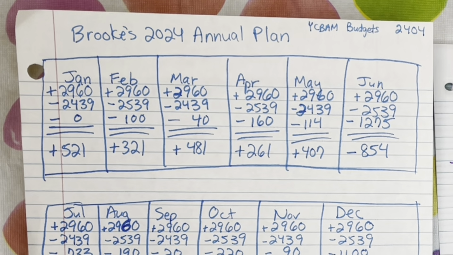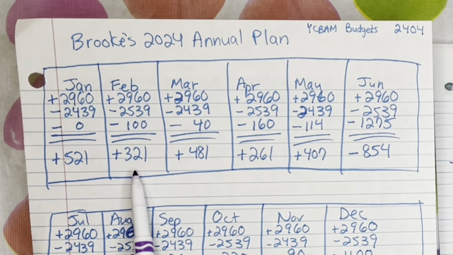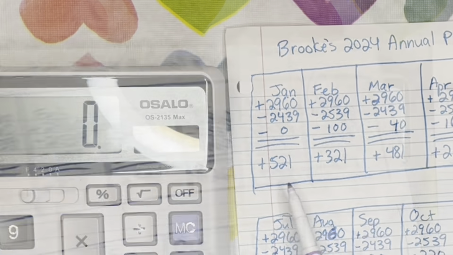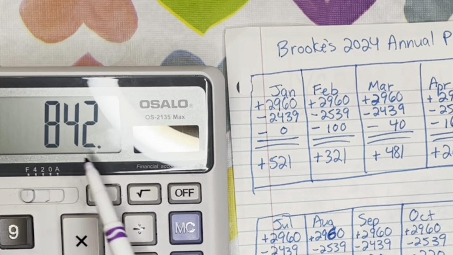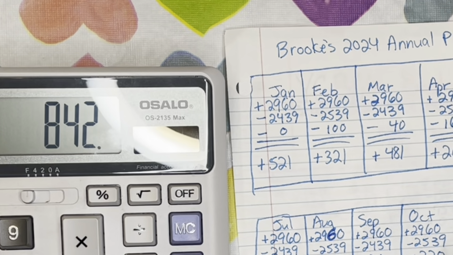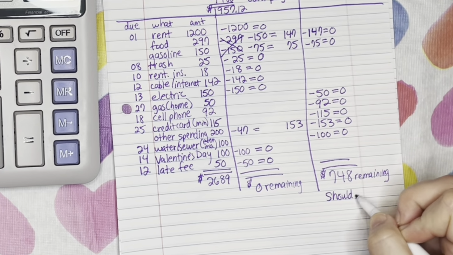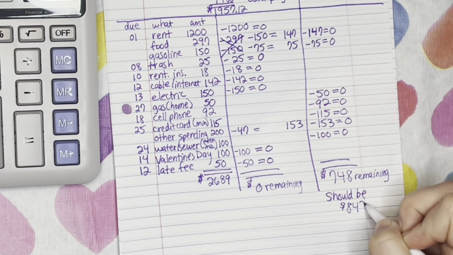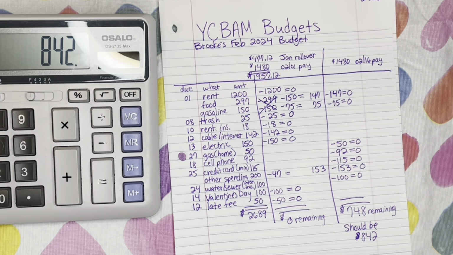And if we look back to her annual plan, in January there should have been a carryover of 521, and in February a carryover of 321. So if we add 521 plus 321, it should be a total of 842 at the end of February that she should have. Should be 842. But she only has 748. So if we take out that 748, she's $94 short of where she should be according to her annual budget.